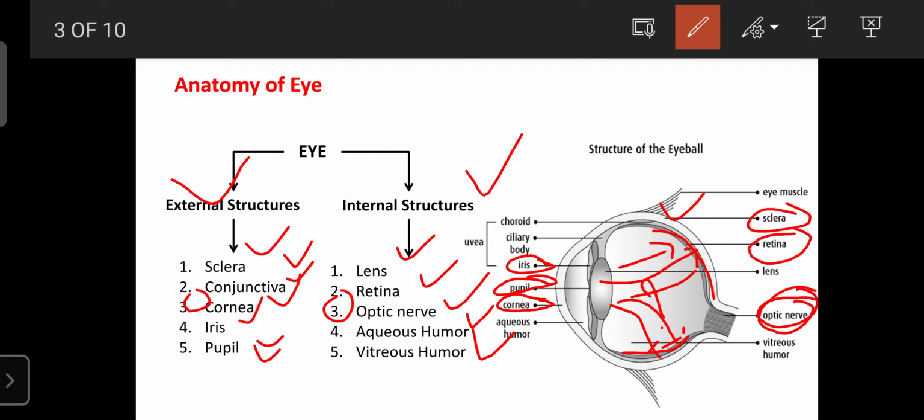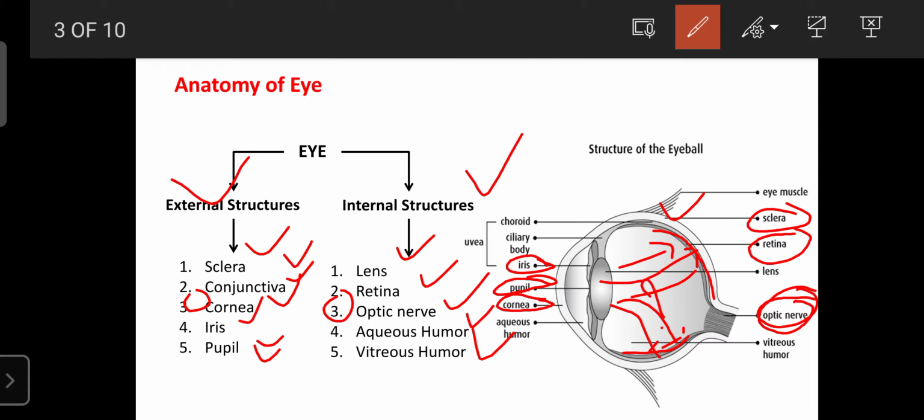Its major function is to collect the impulses created by the retina and send them to the brain. Whatever impulses arise are created by the photoreceptor cells present in the retina. Those impulses are carried towards the brain for recognition of the images. That is one of the roles of the optic nerve, which is a cranial nerve.